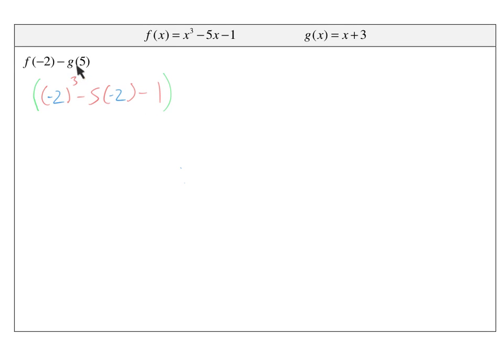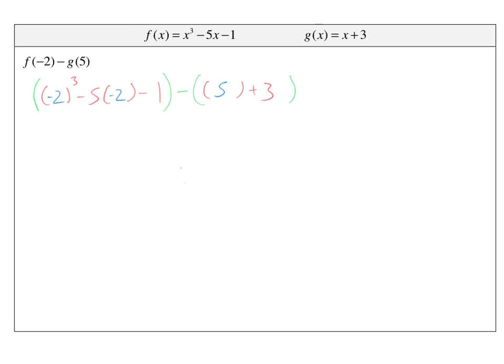Minus g of 5. So minus something else. Now I'm going to minus g of 5. So g is right here, and I'm going to put 5 in for x. Okay, so g is something plus 3. That's g, something plus 3. And I'm putting 5 into that spot, which is right there. So 5 goes right there.